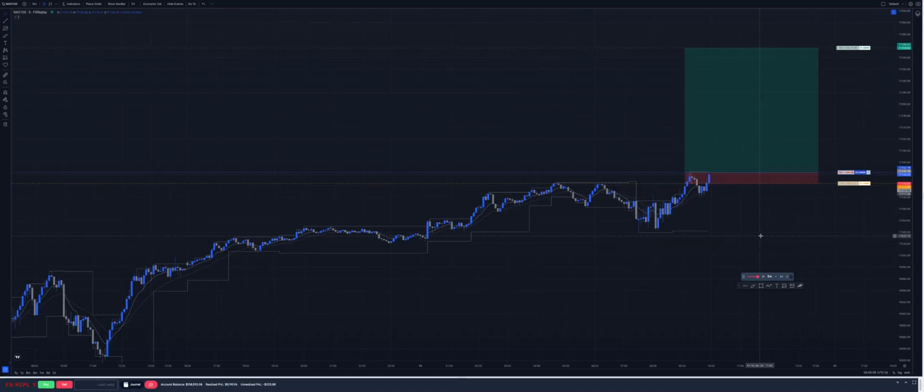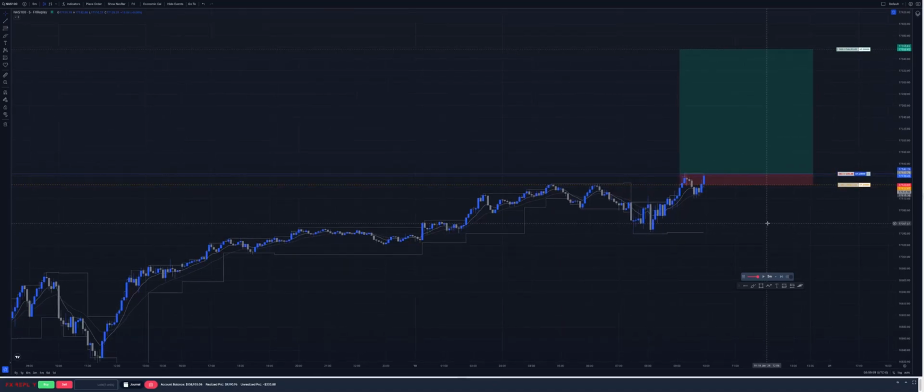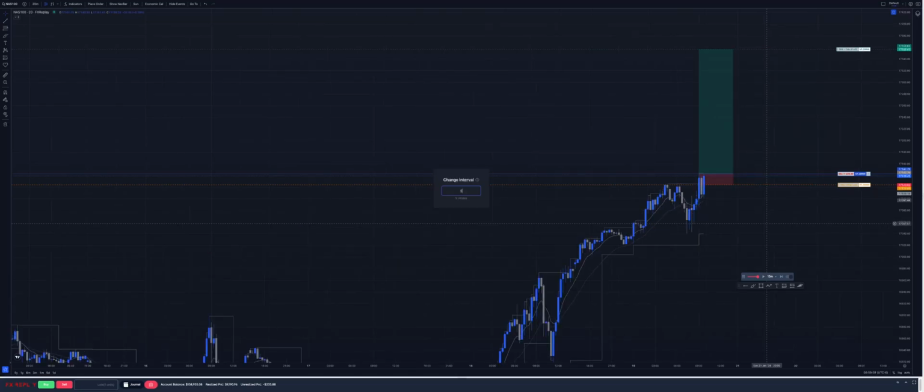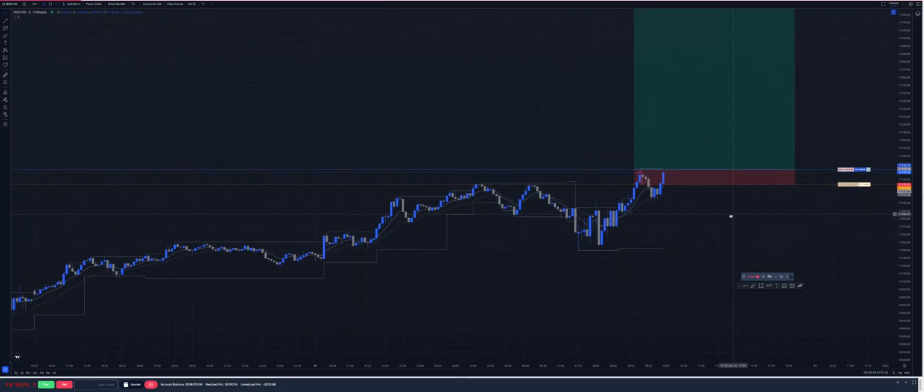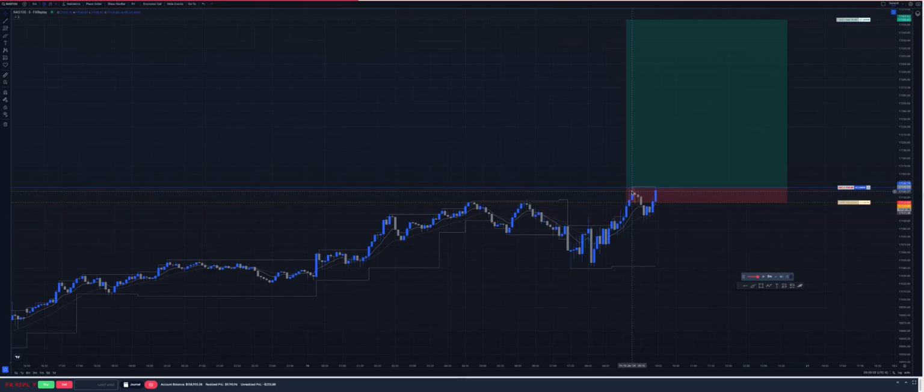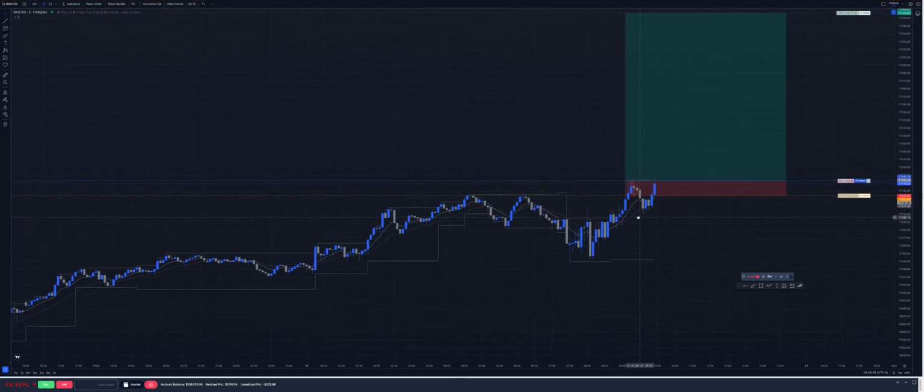Yeah. Hang on. Why didn't I get buy stopped in? 20-minute. My entry, I don't remember if my entry was above this high or this high. Huh.